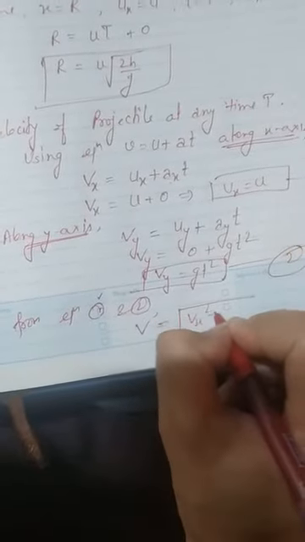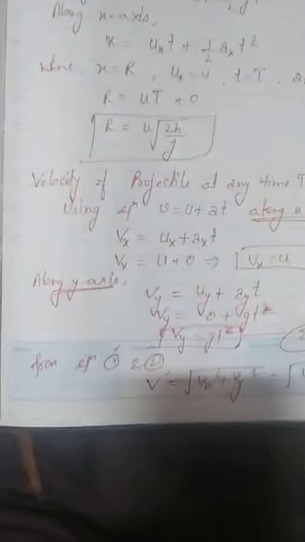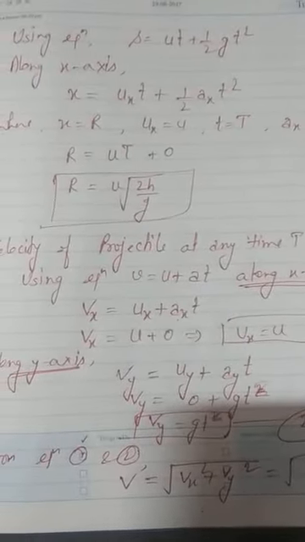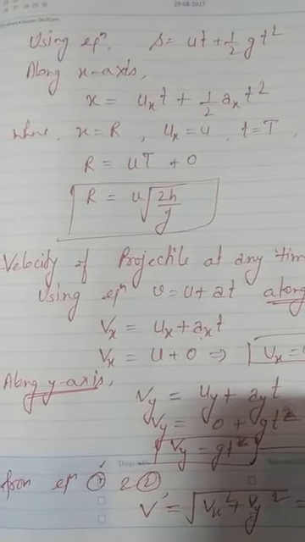Now from the first and second equations we can write V equal to under root Vx square plus Vy square, that is under root u square plus (g t) square. Clear now? This will be the total velocity. Clear? This is the horizontal component, horizontal projectile motion. Up to this topic you have to complete in your fair notebook.